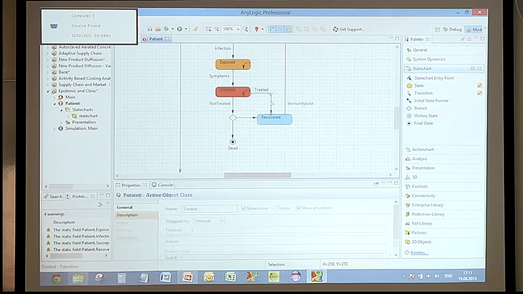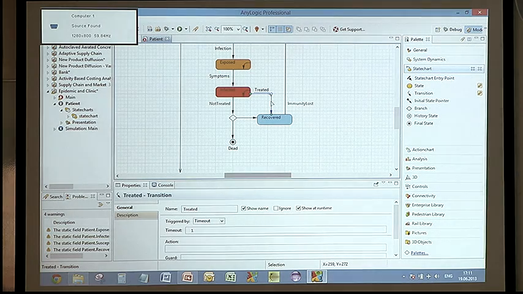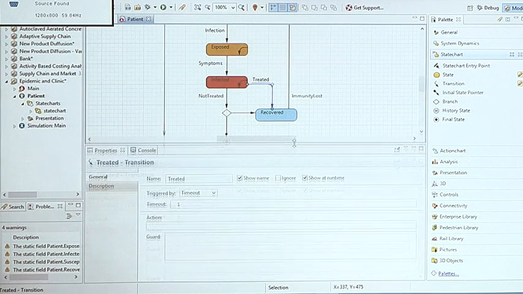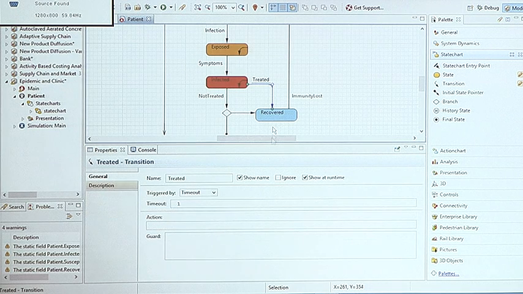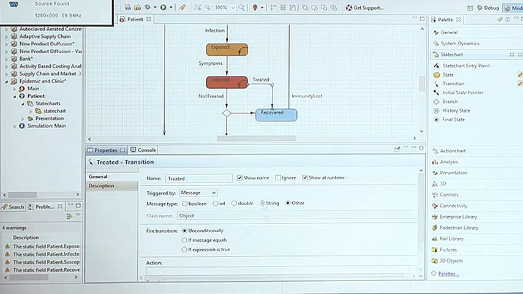So if the person requests treatment and if he manages to be treated in a clinic, then according to our problem definition, he recovers for sure, unconditionally. And that transition will obviously be triggered by some external system, by a clinic. So I'll say here a message. It's triggered by a message. Treated.